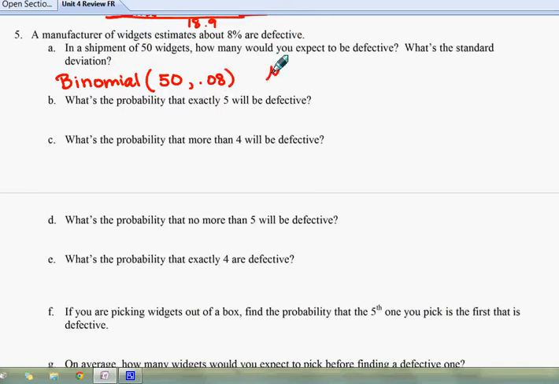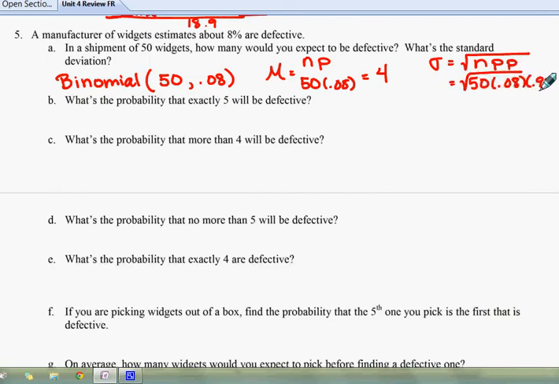with 50 trials and a chance of success of 0.08. So the expected value of that is n times p, which is 50 times 0.08. So the expected value is 4. The standard deviation of this is the square root of npq. So it's the square root of 50 times 0.08 times 0.92, which gives me a standard deviation of 1.918.